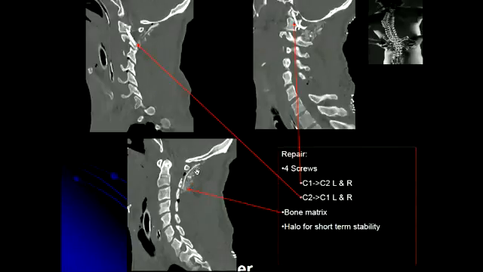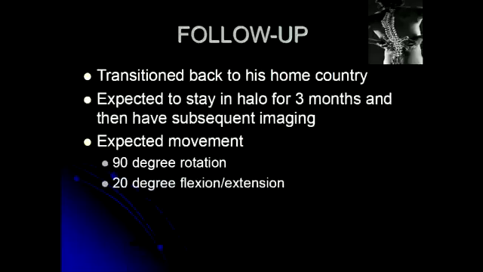This gray area is bone matrix, which was ground up bone. And he also had a plate placed back here for stabilization. The whole idea was to stabilize the bones because the ligaments were all torn. And he was placed in a halo until the repair was stabilized. That's a picture of him in the halo.